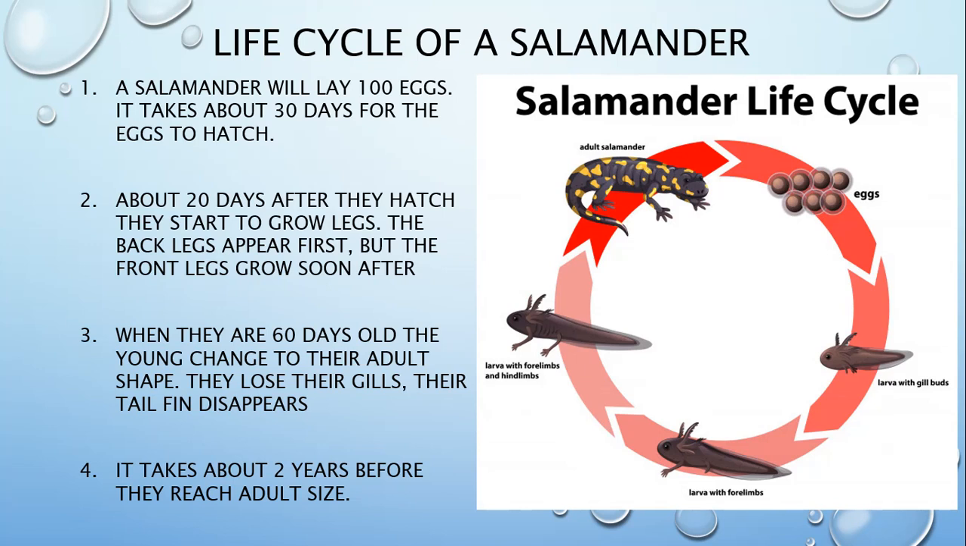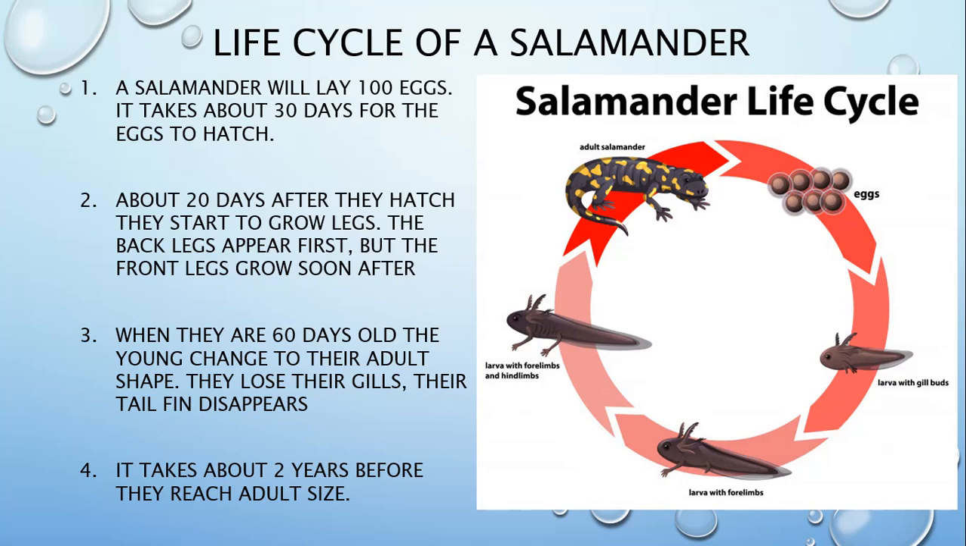Okay? When they are 60 days old, the young change to their adult shape. So they lose their gills, their tail fin disappears, so they basically become a small salamander. But again, just like the toad, it takes about 2 years before they are adults and the cycle can start again. So in 2 years, the eggs will become an adult salamander.